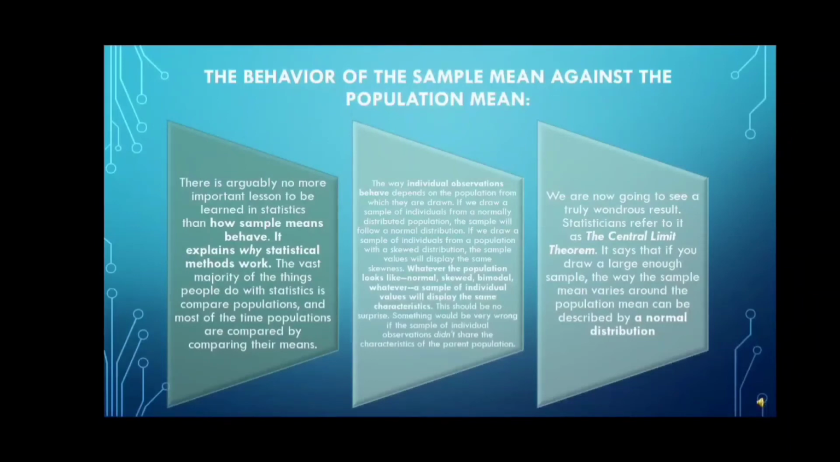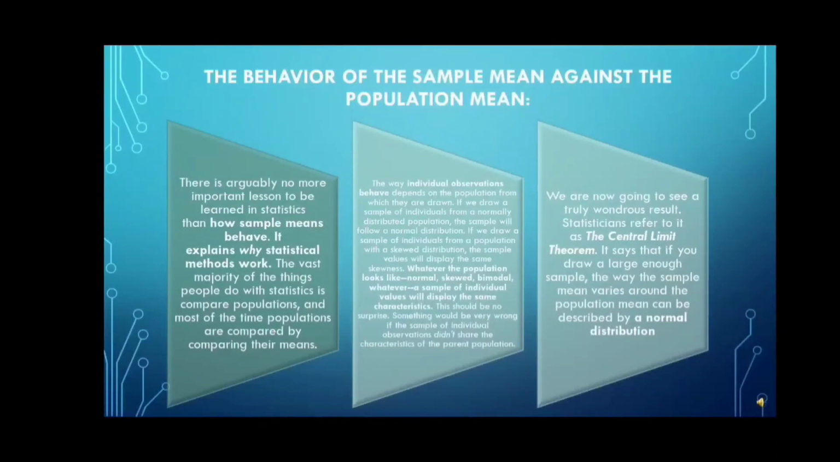The way individual observations behave depends on the populations from which they are drawn. If we draw a sample of individuals from a normally distributed population, the sample will follow a normal distribution. If we draw a sample of individuals from a population with a skewed distribution, the sample values will display the same skewness. Whatever the population looks like, normal, skewed, bimodal, the sample of individual values will display the same characteristics. This should be no surprise. Something would be very wrong if a sample of individual observations didn't share the characteristics of the parent population.